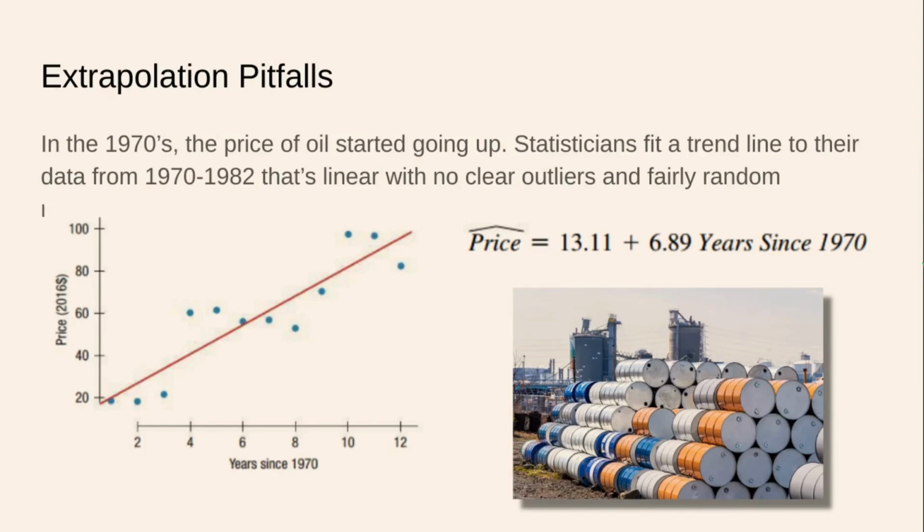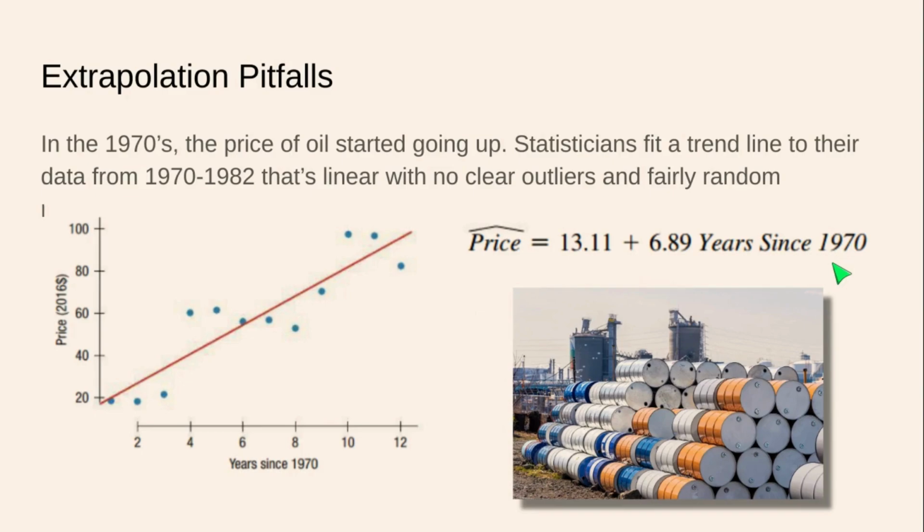This is an example from the textbook of how extrapolation can go very, very wrong. In the 1970s, the price of oil started going up. Statisticians fit a trend line to their data from 1970 to 1982 that's linear and with no clear outliers and seems fairly random. We have some points below the regression line, some points above the regression line, some points very close to it. But it seems like data that may be suitable for regression, and we come up with this linear model, and we're all happy.